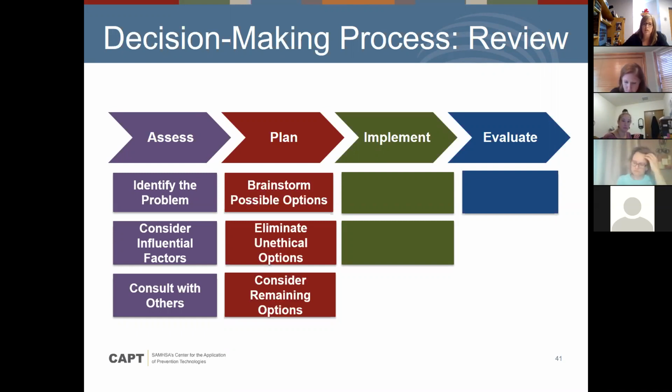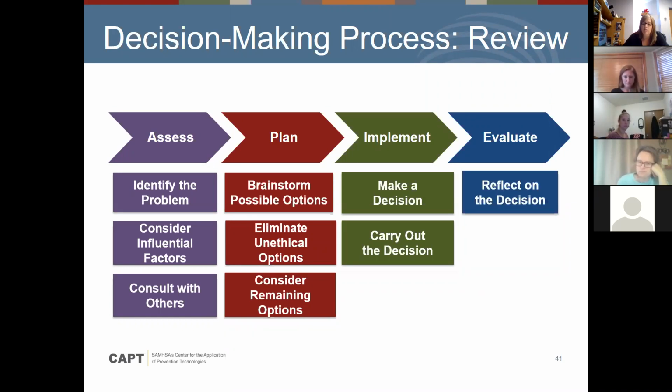Under plan, we're going to brainstorm what those options are, and it can be anything from good to bad to ugly. You're going to brainstorm what we can do. Then we're going to take some time to eliminate those unethical options, and as a result of eliminating those, we're going to consider what the remaining options are and choose which is going to be the best decision. Under implement, we're going to carry out that decision. And then after we carry out that decision, we're going to evaluate: was that the right route to go? Reflect on what we maybe would have done differently next time. Are there any questions about the decision-making process?